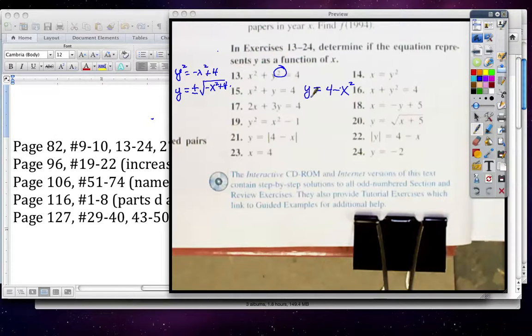So you could go through these and just see, like this one is a function, 17 is a function, 19 is not a function because it's y squared. 14 is not a function because it's y squared. 16 is not a function because it's y squared. 18 is a function, right? So that's what you're looking for, more or less.